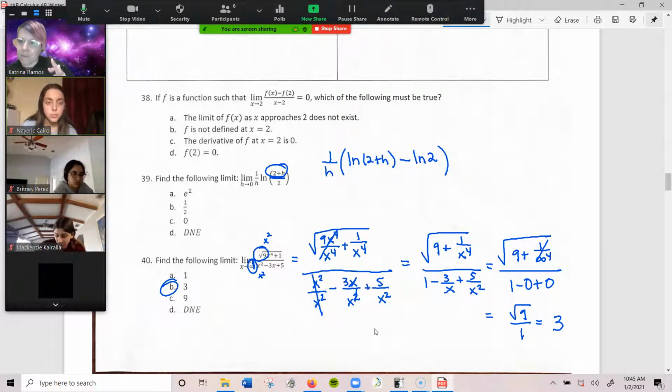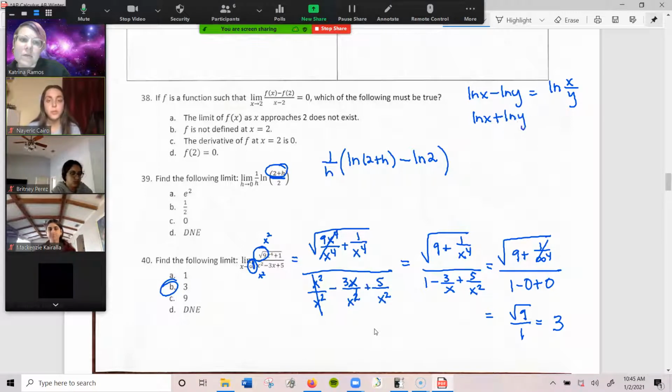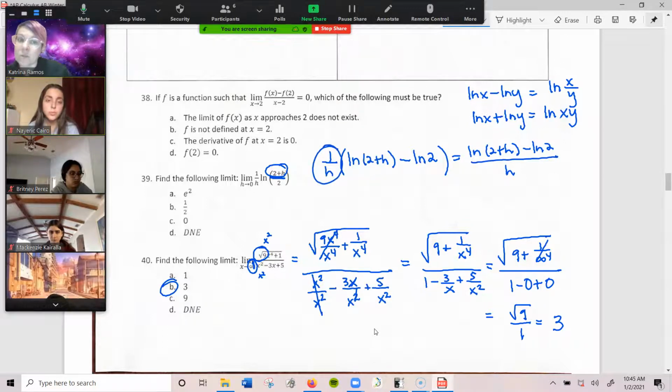Does this kind of sound familiar? I'm going to go backwards a moment. If you have the ln of x minus the ln of y, this is the same thing as the ln of x over y. If you have the ln of x plus the ln of y, this is the ln of x times y. Remember these rules? Okay. So, if I take this one step further, this is the ln of 2 plus h minus the ln of 2 all over h, right?